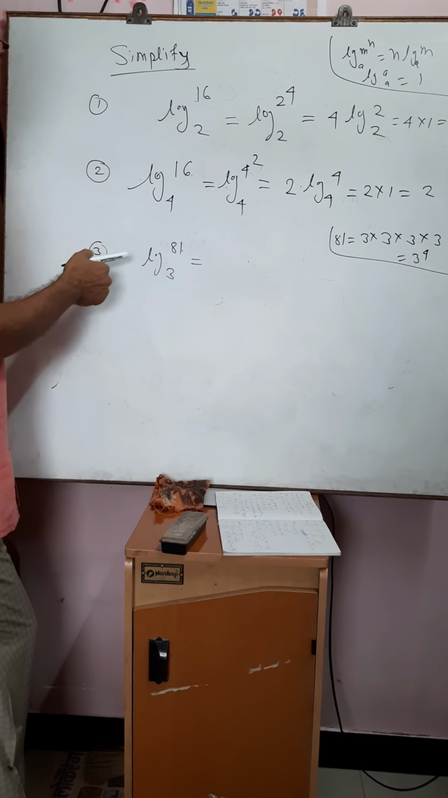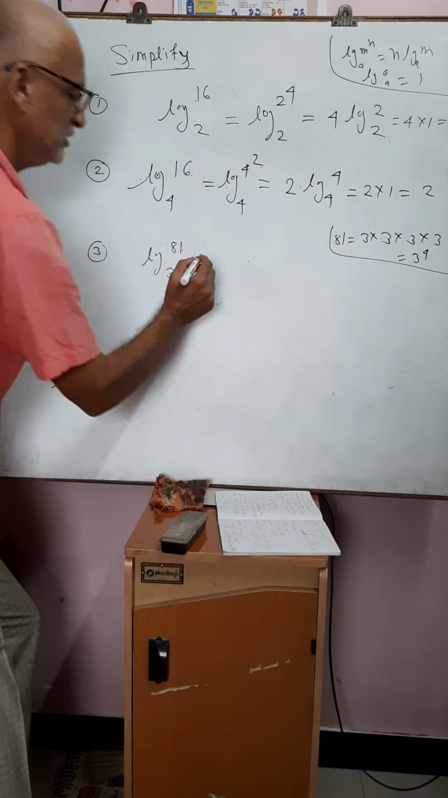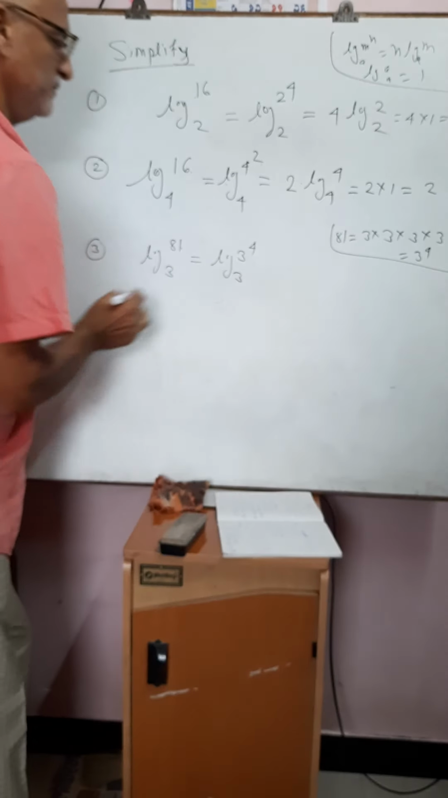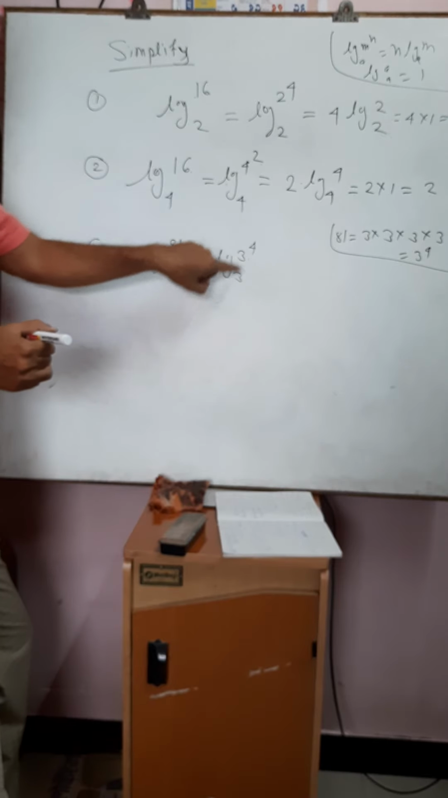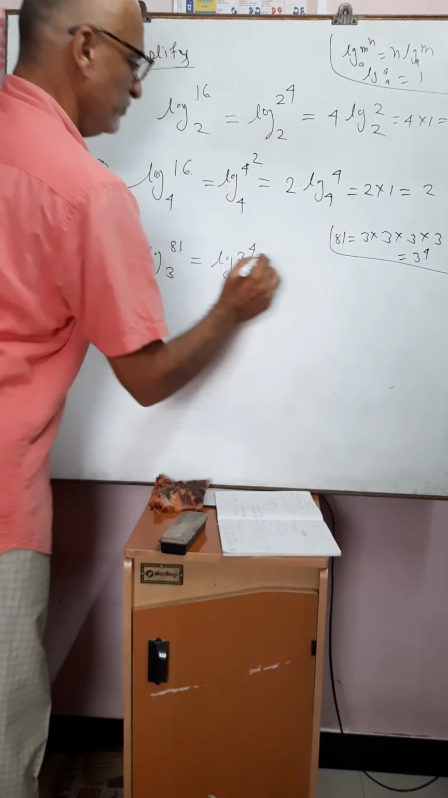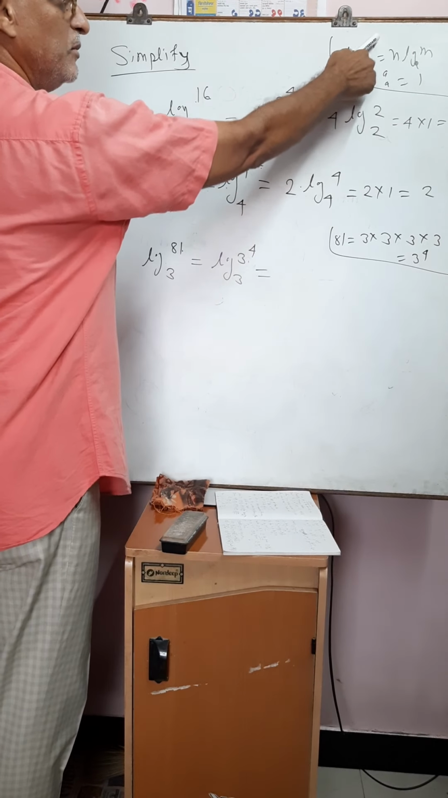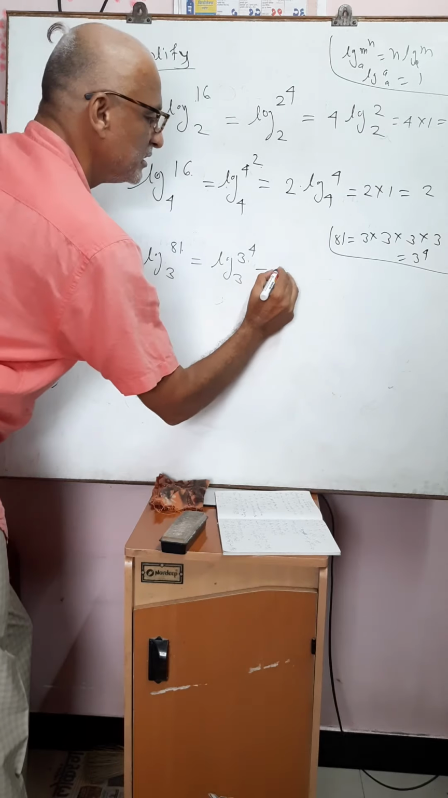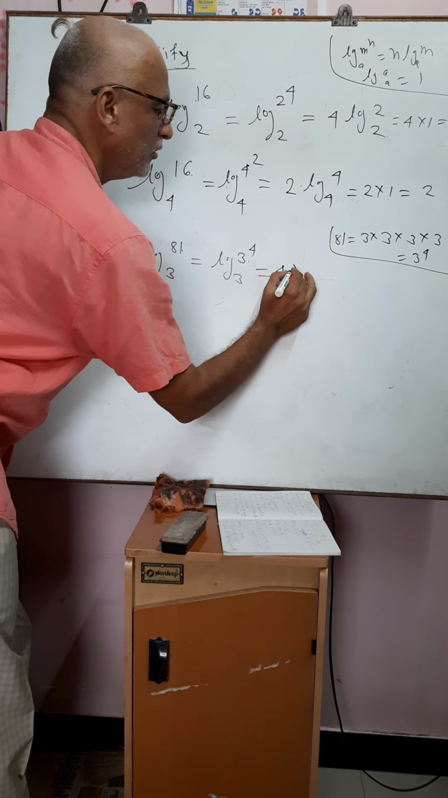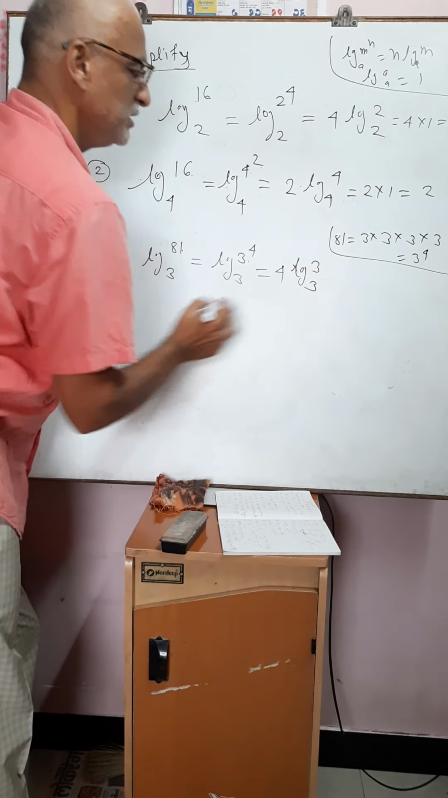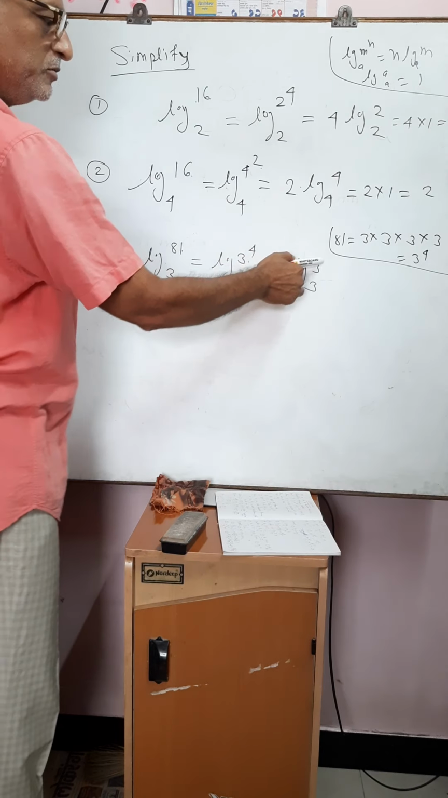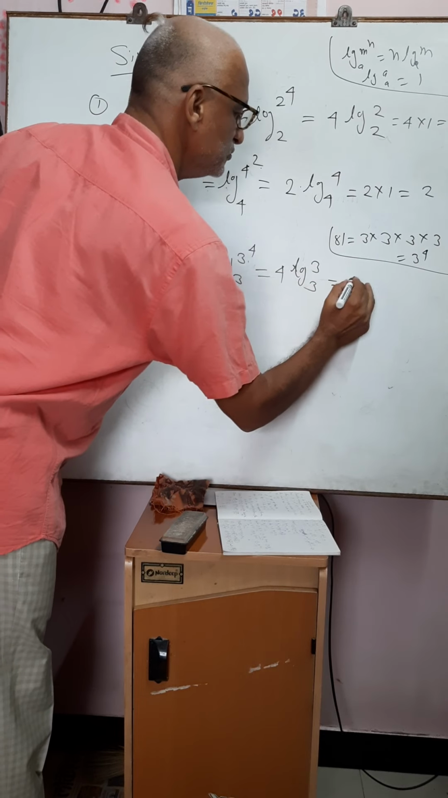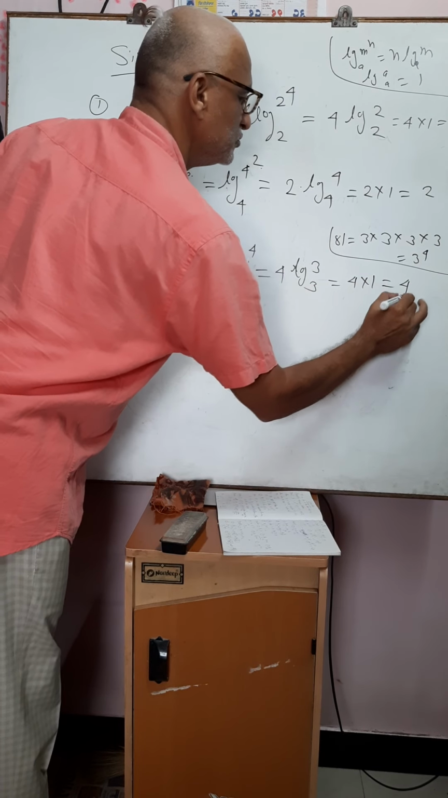So we have to write 81 in terms of 3. It can be written as log of 3 raised to 4 to the base 3. Again by the third law, log m raised to n is equal to n log m to the base a. So log 3 raised to 4 can be written as 4 into log of 3 to the base 3. But log a to the base a equals 1, so log 3 to the base 3 equals 1. So this is equal to 4 into 1, and that is equal to 4.